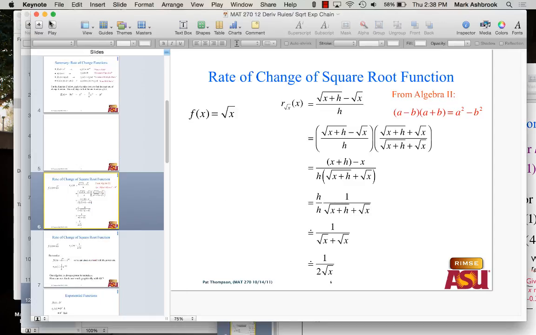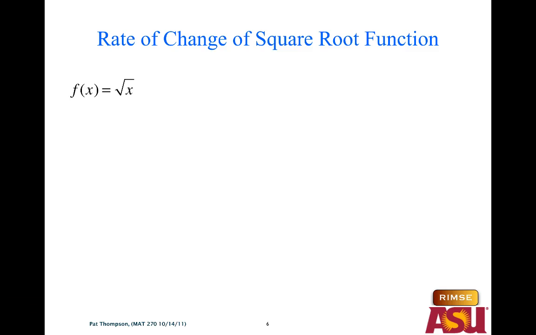There we go. All right, so let's do another rule. A couple more rules here. Rate of change of the square root function. Okay, I want to find the rate of change of the square root function. Write down the first step. If I want to figure out what the rate of change of the square root function is, what's the first step? Write it down.